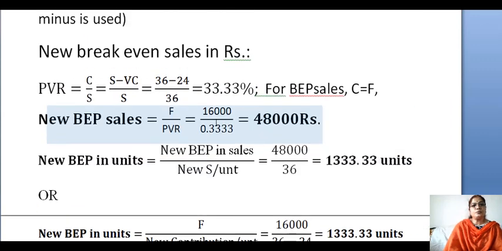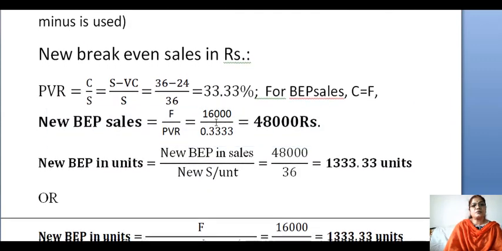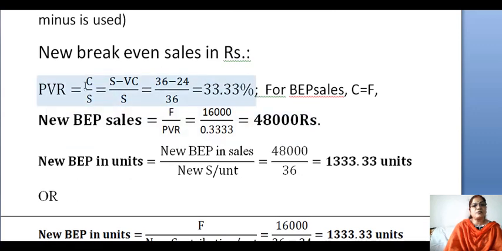So the new break-even sales has to be found out. Once again, let us use the same formula, but because per unit prices are there, we can move in this direction. So S is the new selling price 36, variable cost is 24 itself, selling price is 36 once again. Because the selling price is changed, PVR has to be calculated newly.